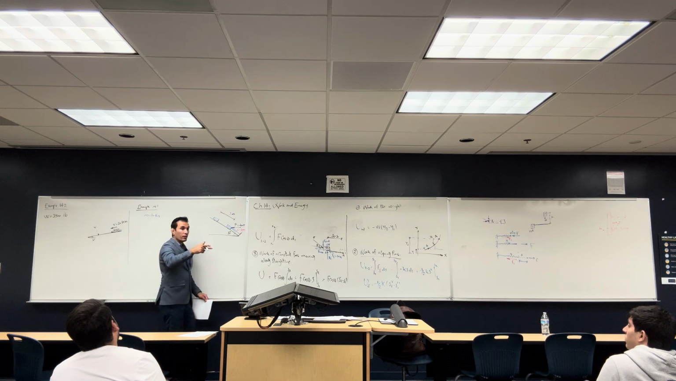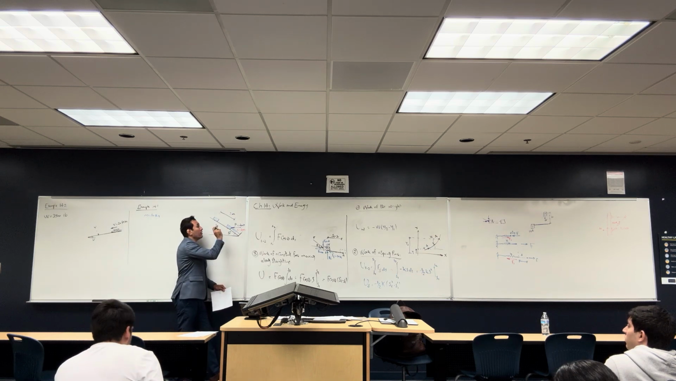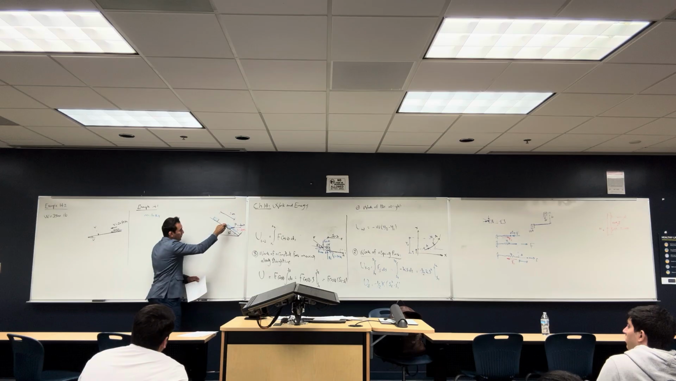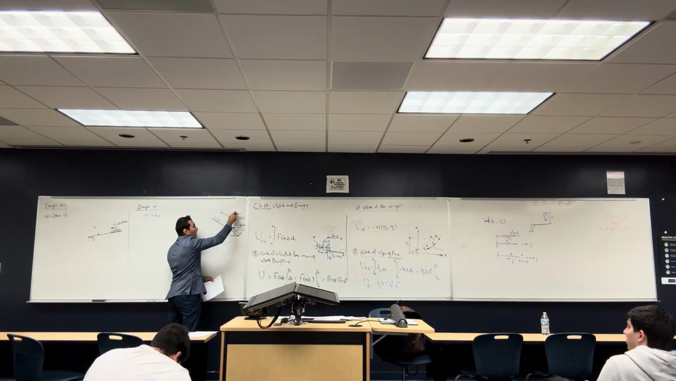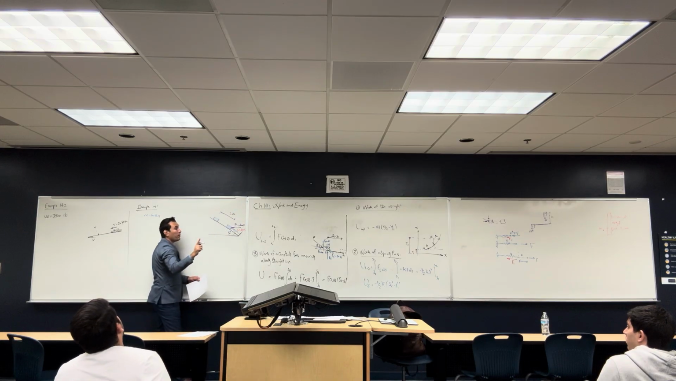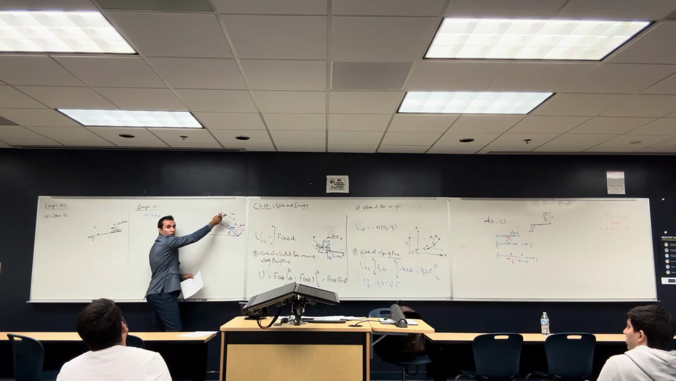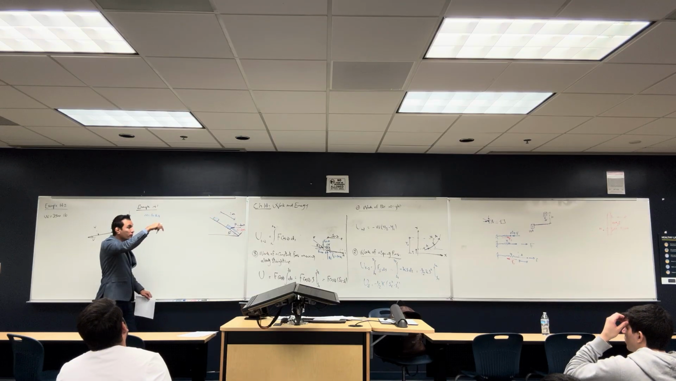Number one, weight. The weight is going down. I don't care about the horizontal movement, I care about the vertical movement. The weight is not going to be multiplied by 2 meters. It's going to be multiplied by the vertical component of the 2 meters, because the weight is going down.